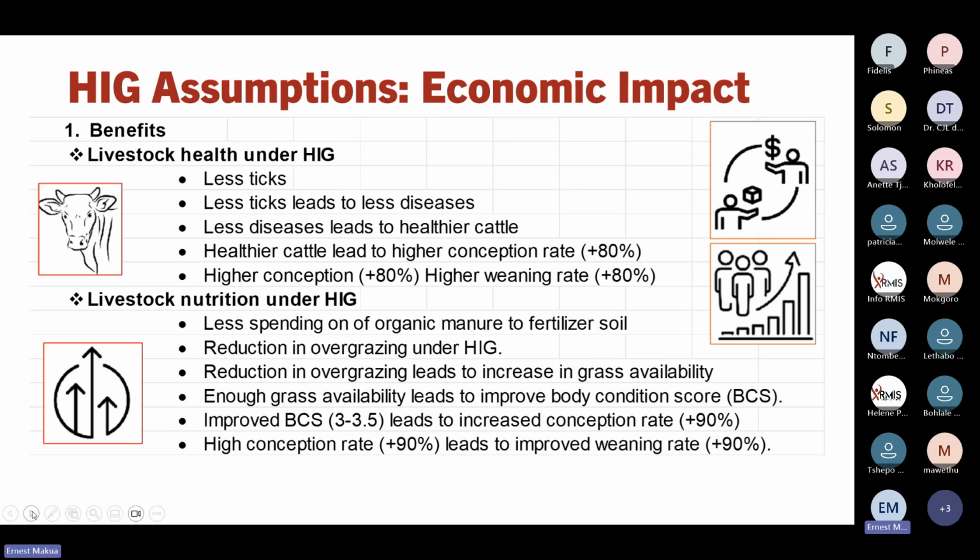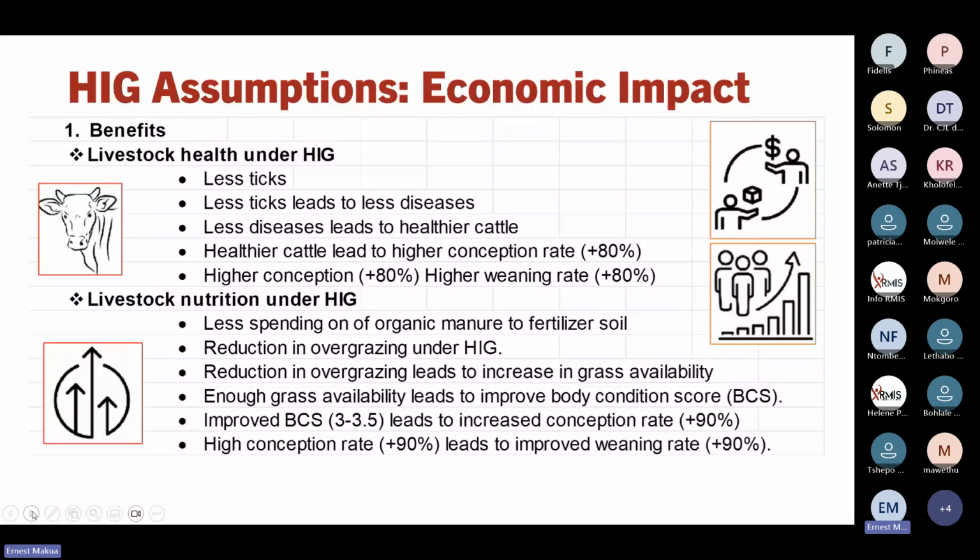And then let's speak about livestock nutrition and high intensity grazing. You'll have less spending on buying organic fertilizers. That is number one. Reduction in overgrazing, because with high intensity grazing you are managing your camps.